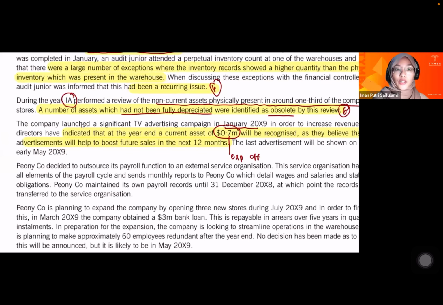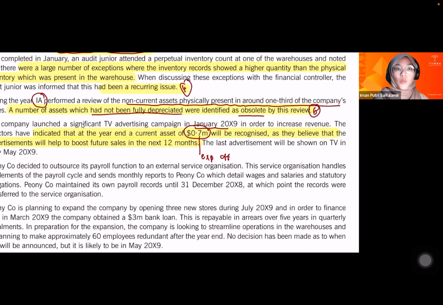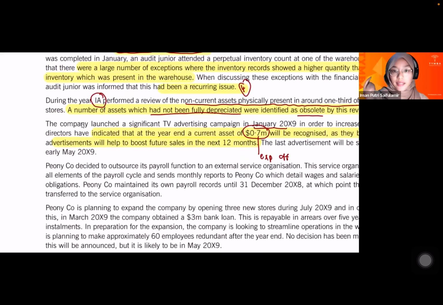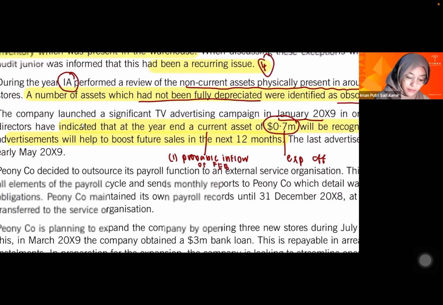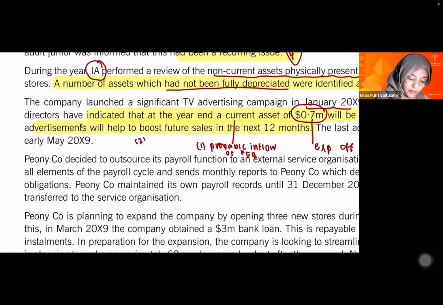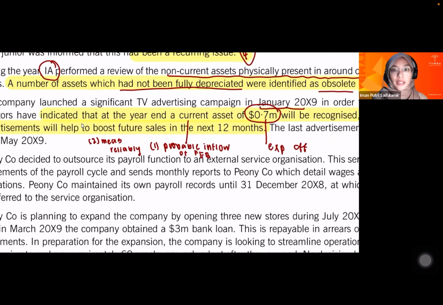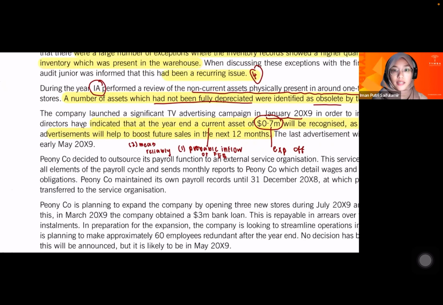In accordance with the standards, we will only capitalize this as an asset if there is a probable inflow of FEB. You guys remember the definition, right? Probable inflow of FEB, and another criterion is that it must be able to be measured reliably. If they do not meet these criteria, then we are not supposed to capitalize this.